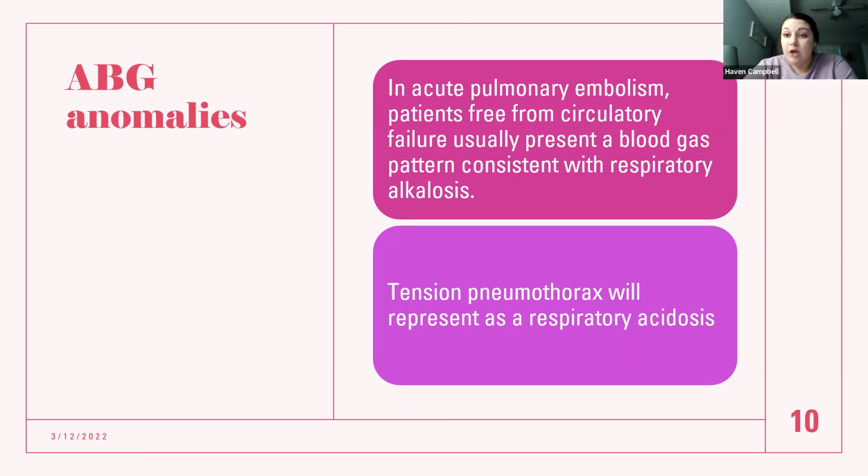So some ABG anomalies. In an acute pulmonary embolism, patients free from circulatory failure usually present a blood gas pattern consistent with respiratory alkalosis. And a tension pneumo will present as a respiratory acidosis.